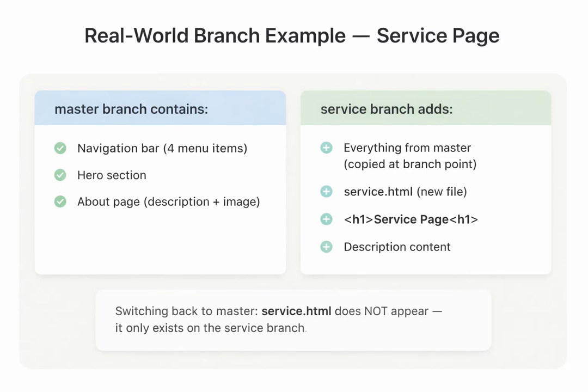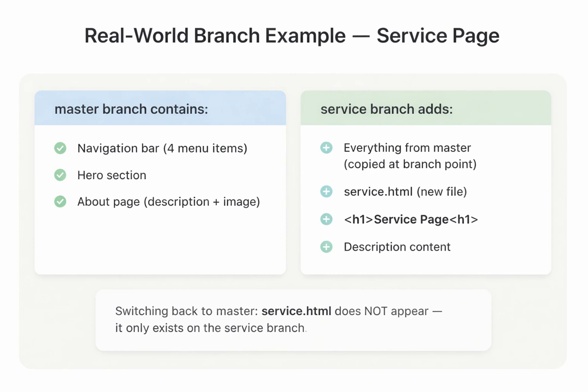Let's ground this in a real example from the material. Imagine your master branch has a website with a navigation bar containing 4 menu items, a hero section, and an about page with a description and an image. Your team lead now asks you to add a service page, so you create a new branch called service page from master. At the moment of branching, your new branch is an exact copy of master. It has everything master has.